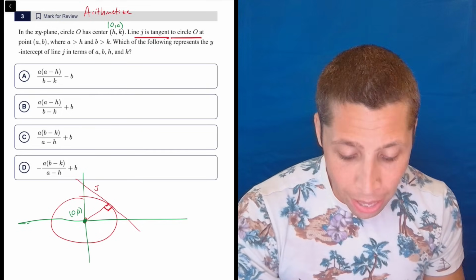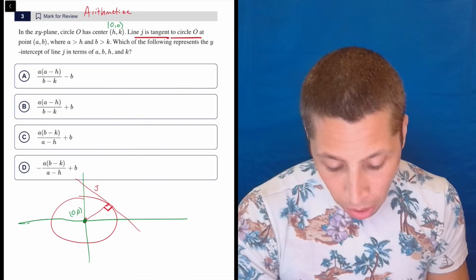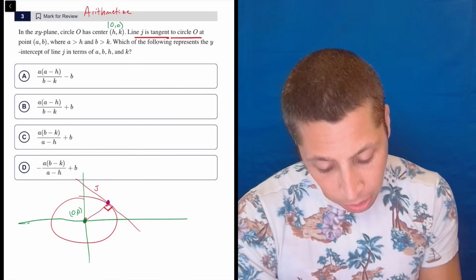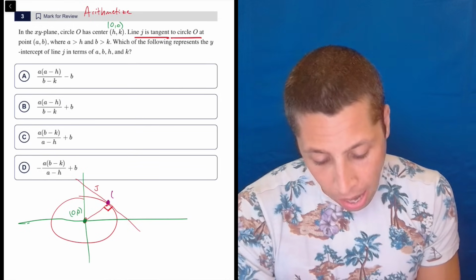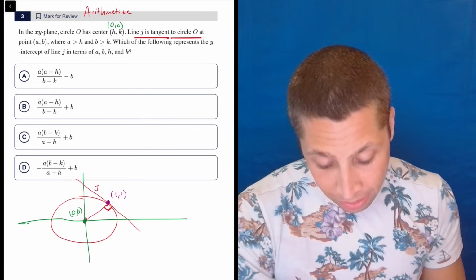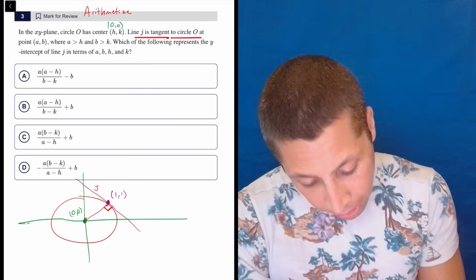I also need to pick values of A and B. So those just need to be this point right here. So this is my AB point. I don't know, should we just make it 1, 1? That seems pretty good. Now, if I do that, let's see what happens.